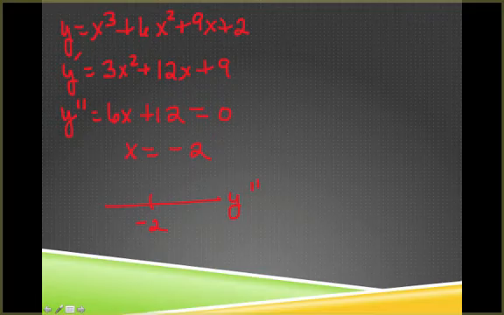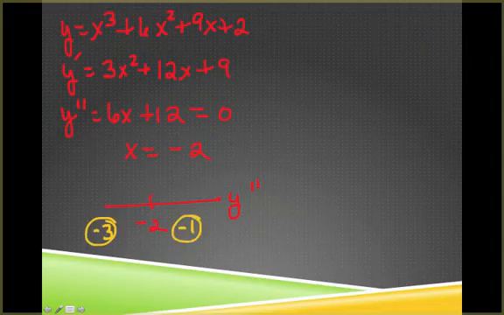So just as before, I'm going to pick numbers on either side of negative 2. So let's use negative 3 and negative 1. And we'll substitute those back into my derivative. So whatever derivative I'm working with is where you want to substitute in to fill in your signs. So if I put negative 3 into my second derivative, I'm going to get a negative, because I have 6 times negative 3 plus 12 would be negative. If I put in -1, I'm going to get a positive.